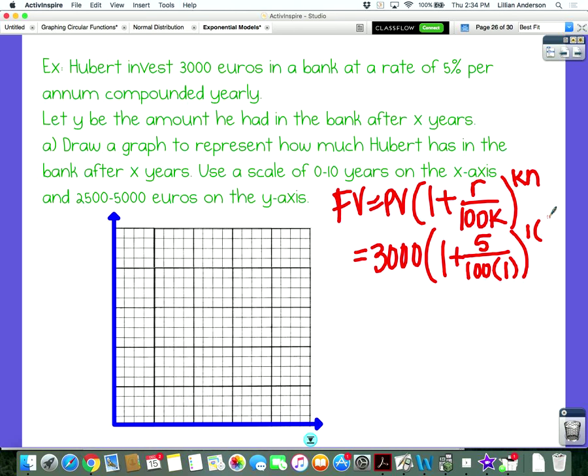And N stood for what? What did N stand for? The number of years, which we don't know. We know that we let Y be the amount he had in the bank after X years. So this is X. My future value is Y. What's 5 over 100?